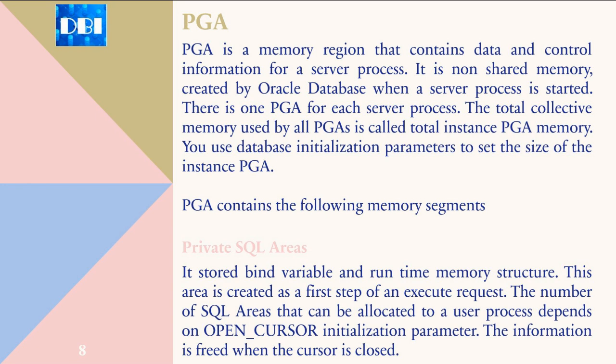PGA contains the following memory segments. Private SQL areas. It stores bind variables and runtime memory structures. This area is created as a first step of an execute request. The number of SQL areas that can be allocated to a user process depends on the open_cursors initialization parameter. The information is freed when the cursor is closed.